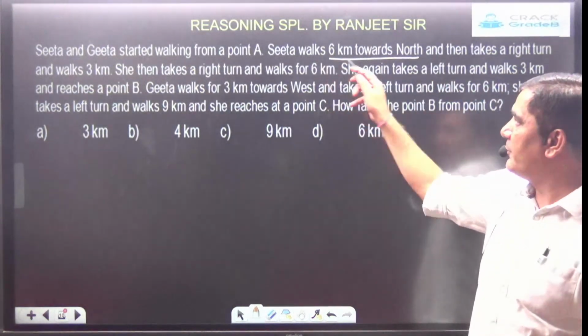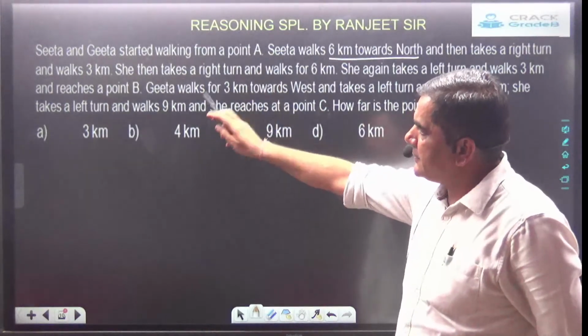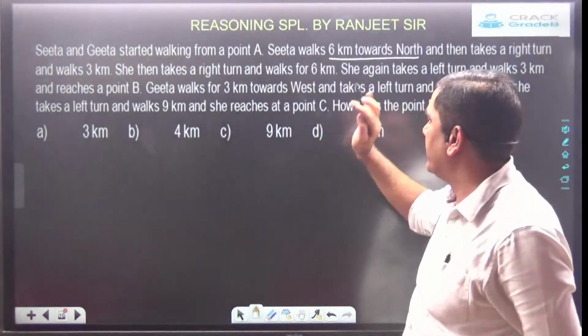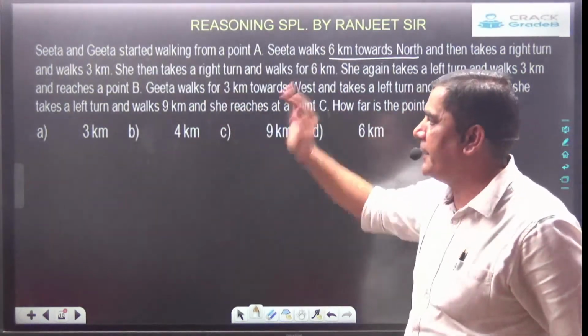Sita walks 6 kilometers towards north. Then takes a right turn and goes for 3 kilometers. She then takes a right turn and walks for 6 kilometers. She again takes a left turn and walks for 3 kilometers to reach point B.